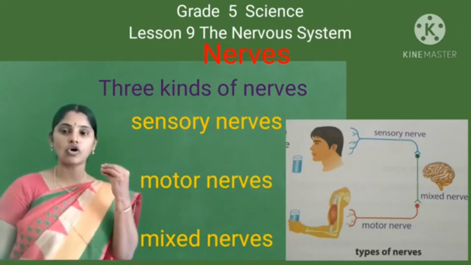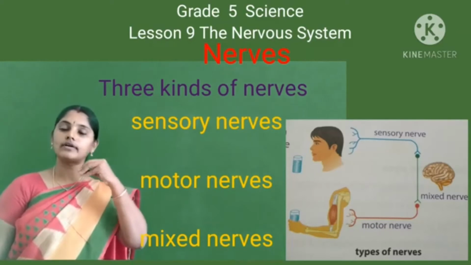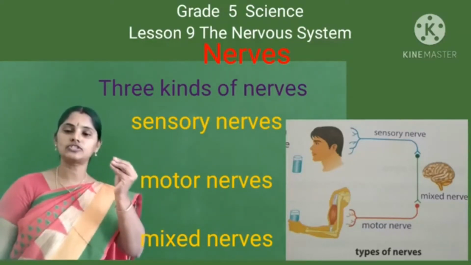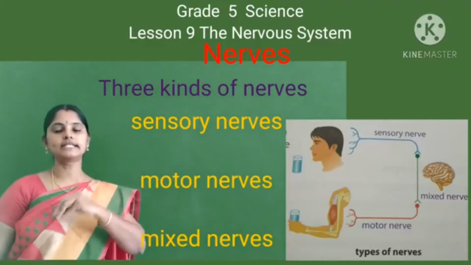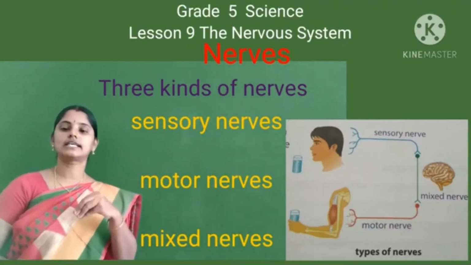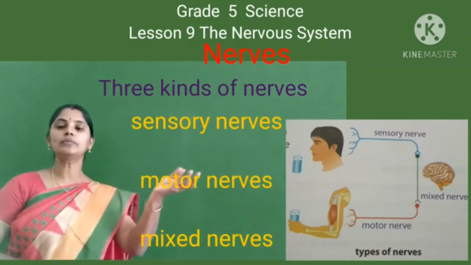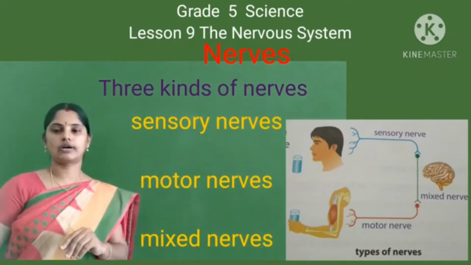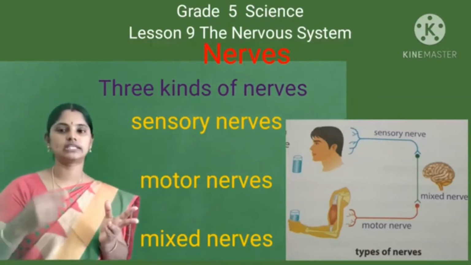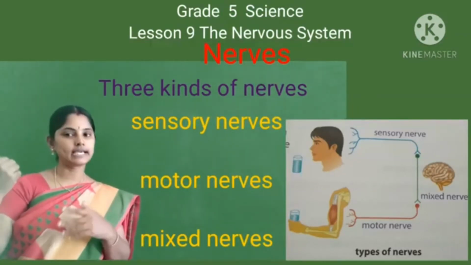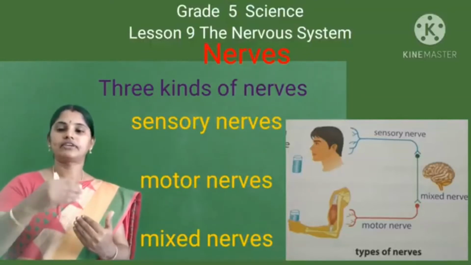Sensory nerves bring messages from all the parts. That means we have sense organs, no? From the sense organ, it brings the messages to the brain or spinal cord. Sensory nerves help us to see, hear, listen, all this.